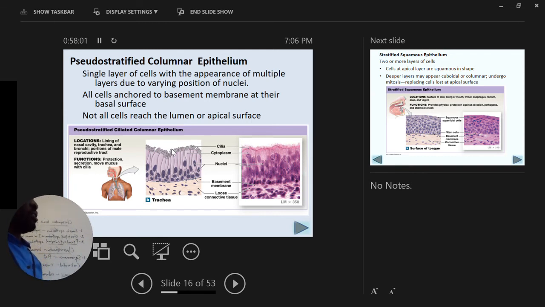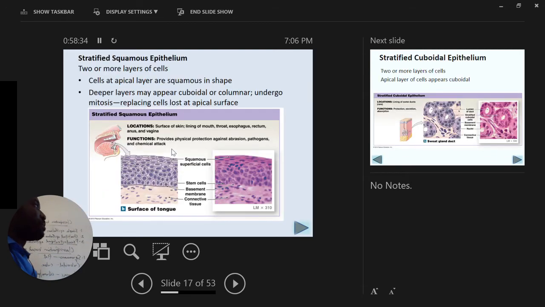Now let's go. Then the function, they also protect, and obviously they should protect because of their structure. Anytime you see columnar, it protects, right? So can you connect it anytime? Even though they put a lot of structures there, once it's columnar, what's the first function that comes to your mind? Protection. Cuboidal protects, but it does limited protection. Columnar protects more, right? Good. Then it also secretes, and it moves mucus with cilia because of the cilia that are present on it.